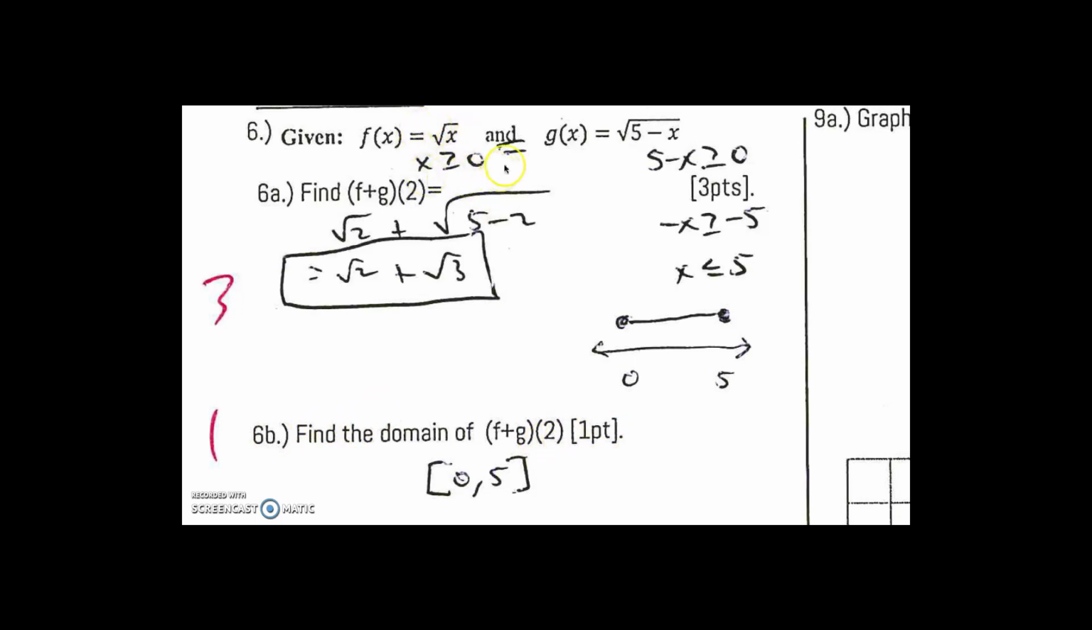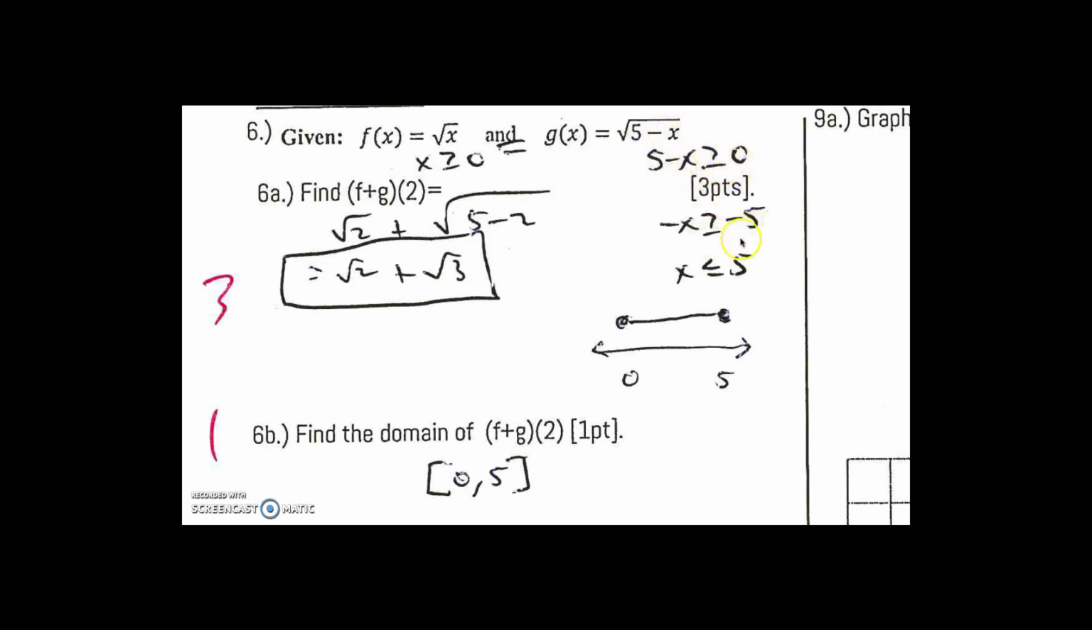Question 6b says find the domain of f plus g. So I need to find my most restricted domain. So if you look at this problem here, inside the radical, that's the number inside, has to be a positive number or equal to 0. So x is greater than or equal to 0. And, keyword there, 5 minus x, we're going to set that greater than or equal to 0.